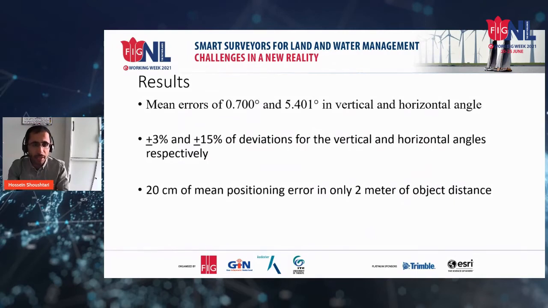As a result, we saw mean errors of 0.7 and 5.4 degrees in the vertical and horizontal angle. It means deviations of 3% and 15% for the vertical and horizontal angle respectively. Altogether, this means a mean positioning error of 20 centimeters at only 2 meters of object distance can be estimated.